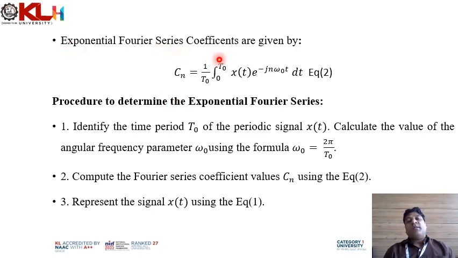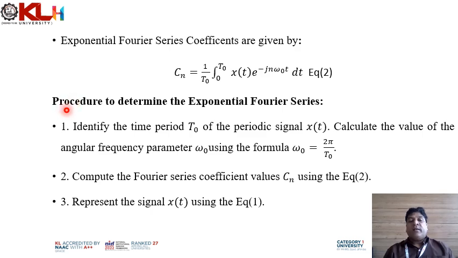Now the exponential Fourier series coefficient is given by this simple integral. c_n is 1/T0 times the integral from 0 to T0 of x(t) e^(-jnω0t) dt. This is called the analysis equation.